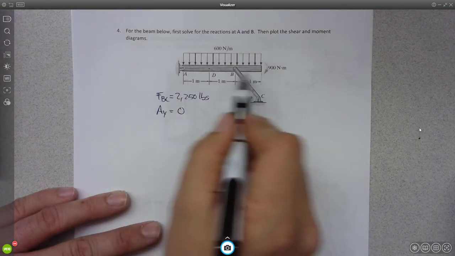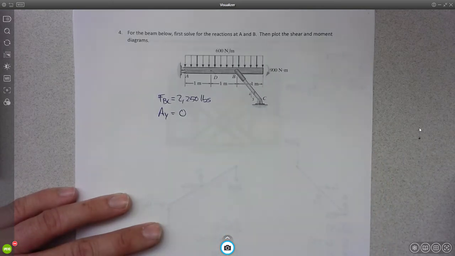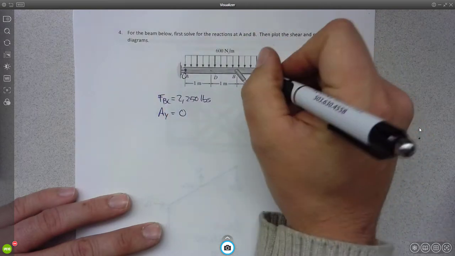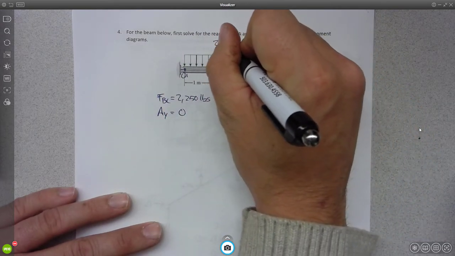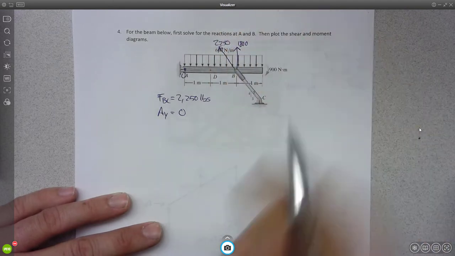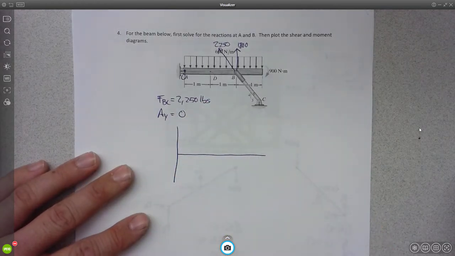So this beam's pretty much perfectly balanced around this because of that twisty force on the end. So what that tells me is there's 0 here, and there's 2,250 here, which I believe resulted in 1,800 up. So I could right from that point draw my shear moment diagrams.